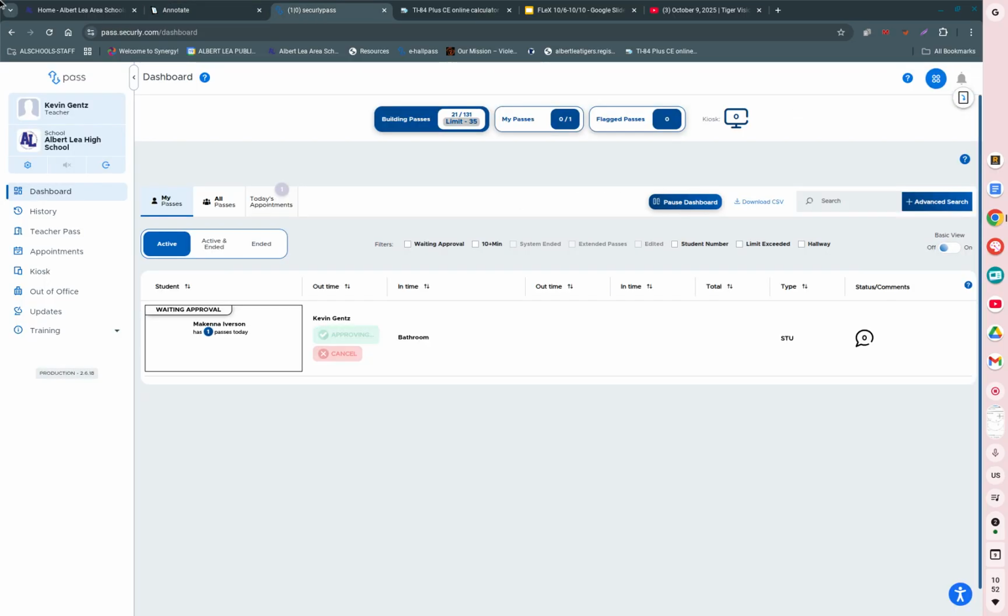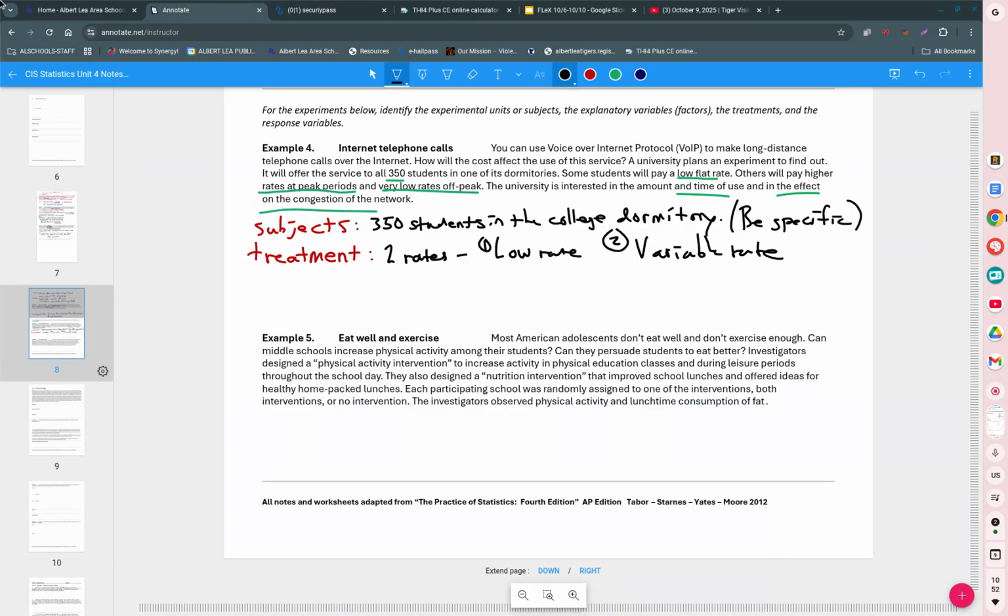Okay, so there are two treatments. You're either going to receive the treatment of the low rate or you're going to receive the treatment of the variable rate. If you wrote low rate and then you wrote, say, high rate and very low rate, that's fine, but it's important that you know you have two treatments. There's two things that are being administered in this situation.